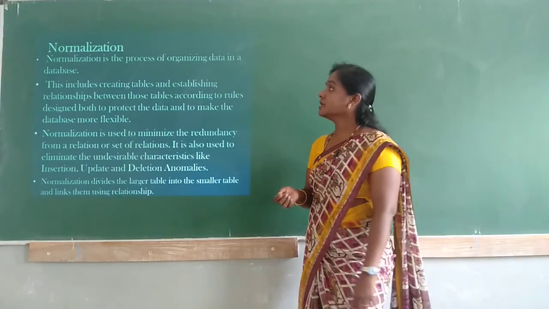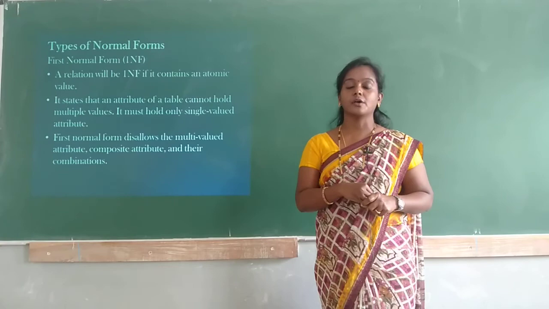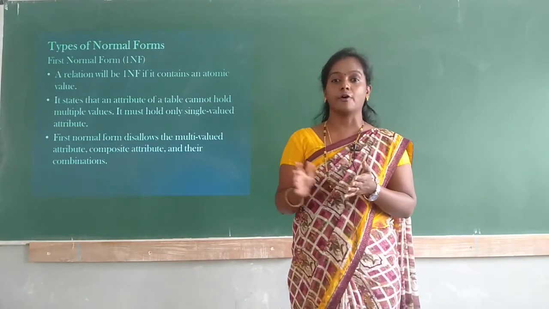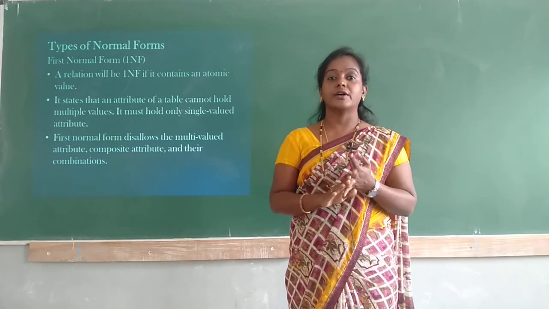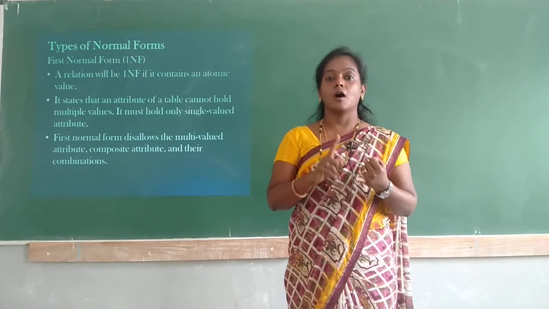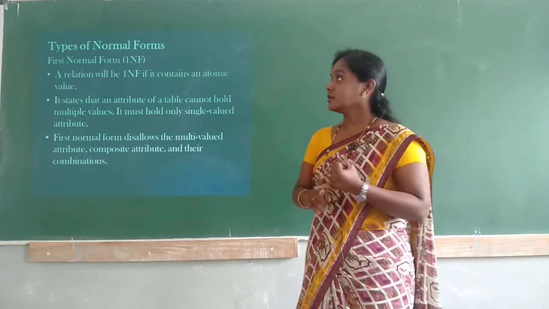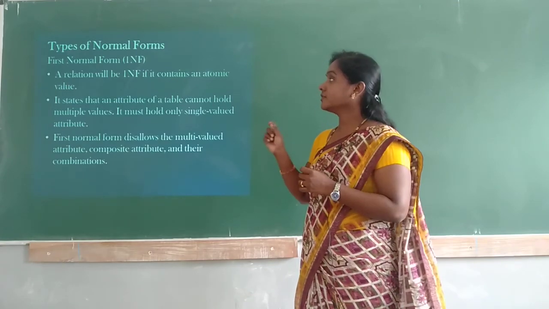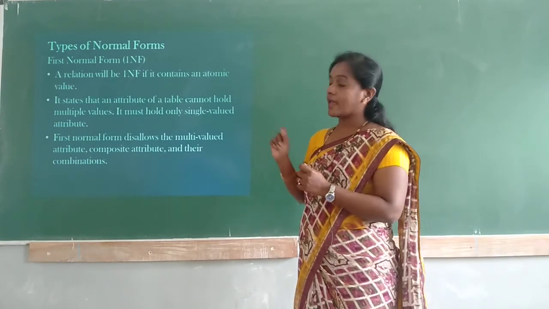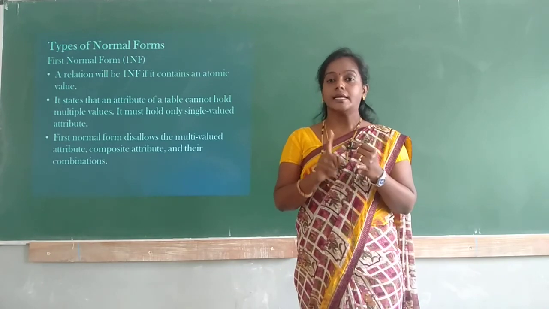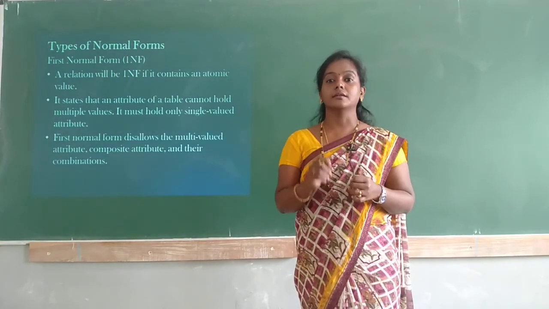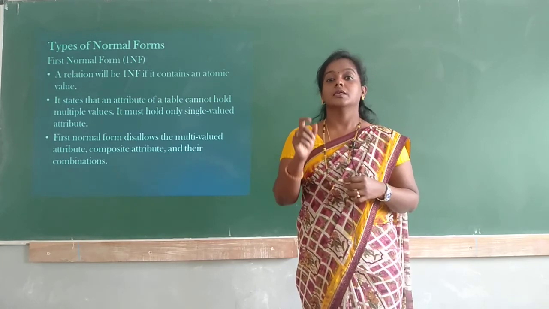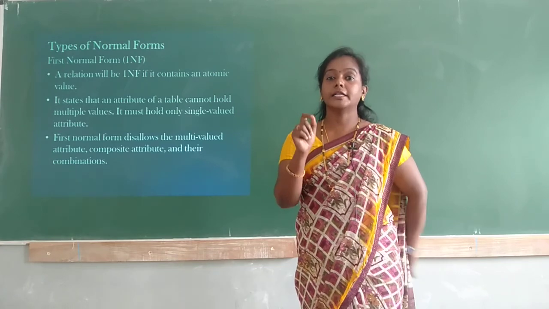Coming to the next, we have different types of normal forms. Normalization is expressed in different forms or different levels. So first we have first normal form, or we also call it 1NF. In first normal form, the values in the relation must have atomic values. Here relation is a table. What is this atomic values? There should not be multiple values.